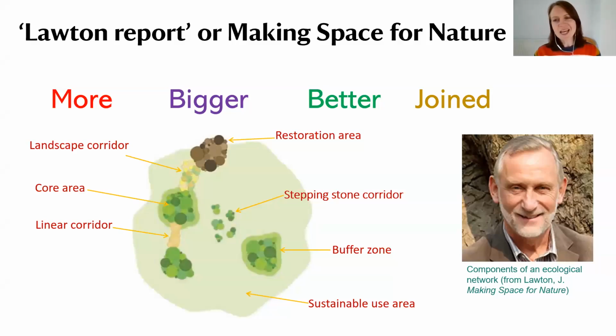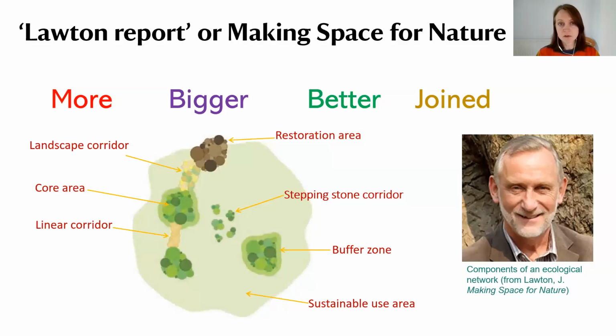So way back in 2010 now, Professor Sir John Lawton, who's a very eminent ecologist, produced something called the Lawton Report, or Making Space for Nature. And this drew that same conclusion, that the existing nature reserves were inadequate for nature conservation in this country. And he came up with this sort of mantra, which has really become the driving force behind much of landscape-scale conservation: more, bigger, better, and joined. And that's in terms of nature reserves or habitat.